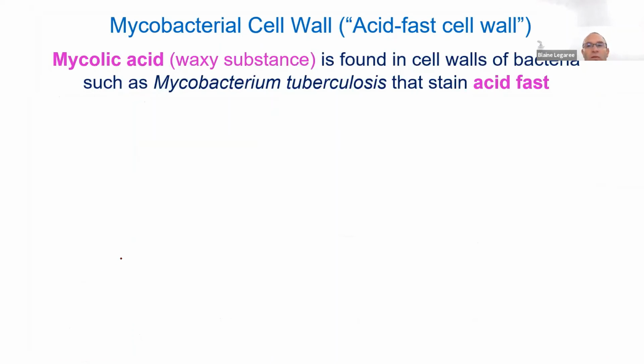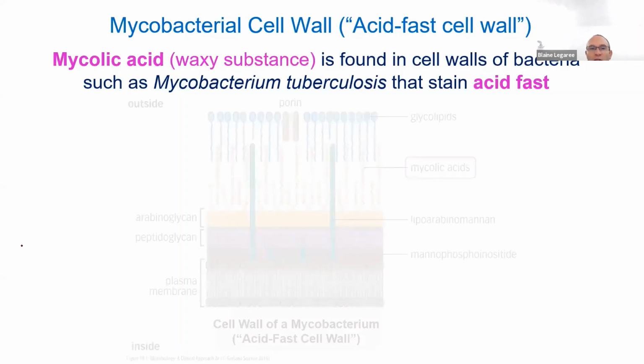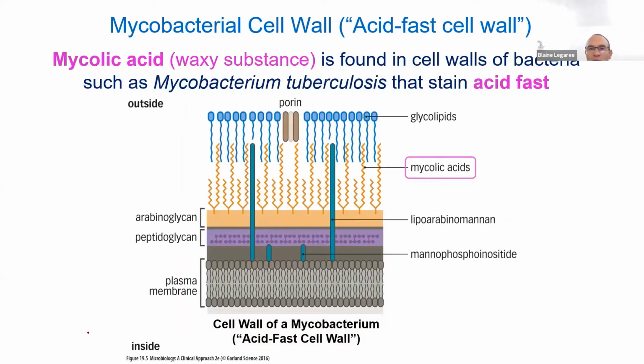Okay, so I did want to mention that gram-negatives and gram-positives, I mentioned that most bacteria fit in those categories. There is one other important group I want to mention, and these are called the mycobacteria. And why are they called mycobacteria is because they have something called mycolic acid. So let me show you, I've got a picture here. This is what a mycobacterial cell wall looks like. You can see it has these mycolic acids.